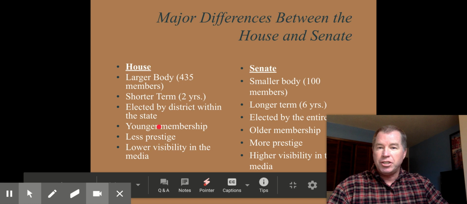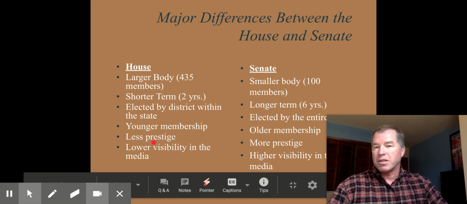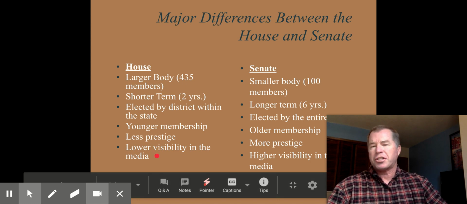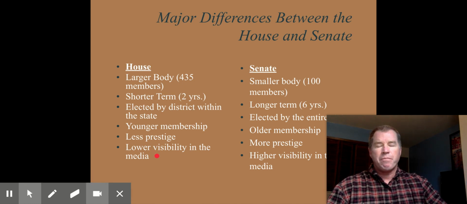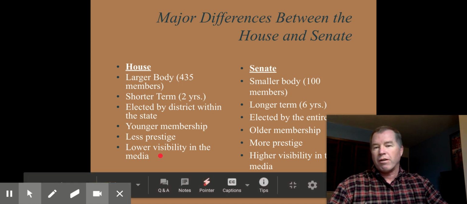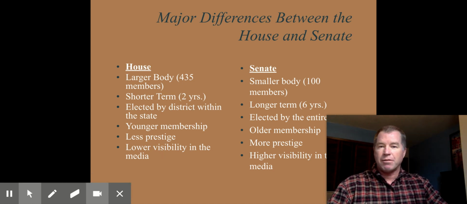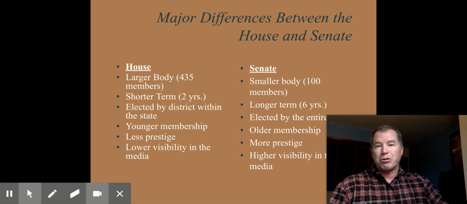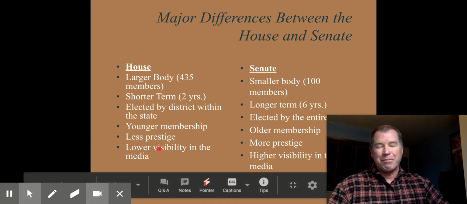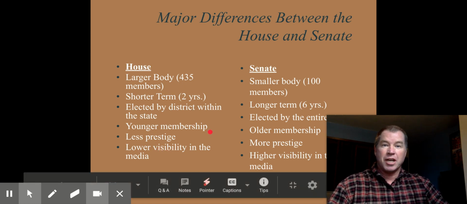It tends to be younger on average than the Senate. It tends to be a little less prestigious. Many senators, prior to being a senator, were members of the House. And it's lower visibility unless you're like Nancy Pelosi, the Speaker. You're just kind of one of 435 members. I could probably name a dozen or so members of the House, but there's 435 of them. So a lot of them, it's a job. They go about their business doing their job.